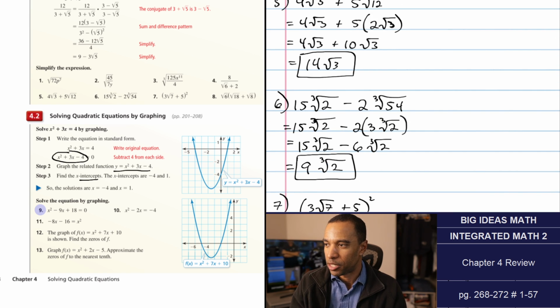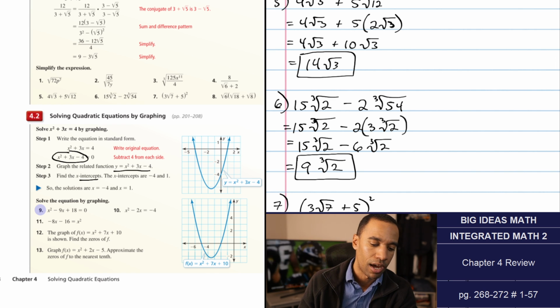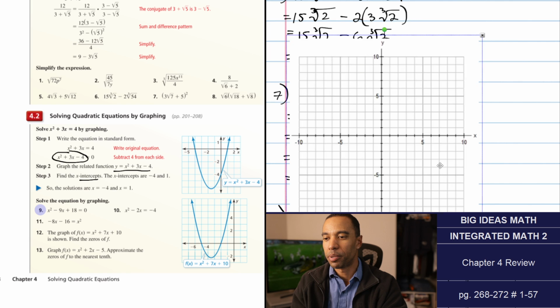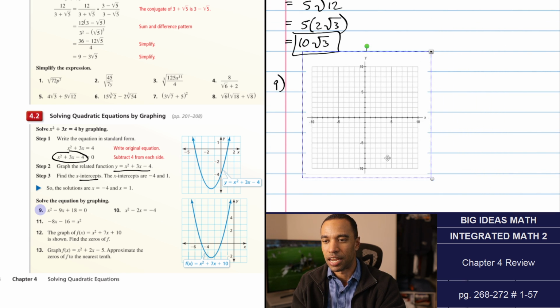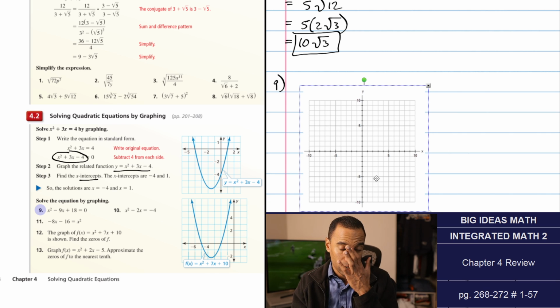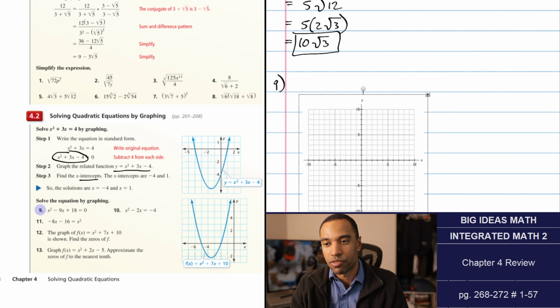I just hope, let me grab a graph, I hope it can fit within a scale like this from negative 10 to 10. We'll see if it doesn't, and I will exclaim that immediately, and I'll change it if it doesn't. But the x-intercepts here were negative 4 and positive 1, and those are the values of x that we solve for.